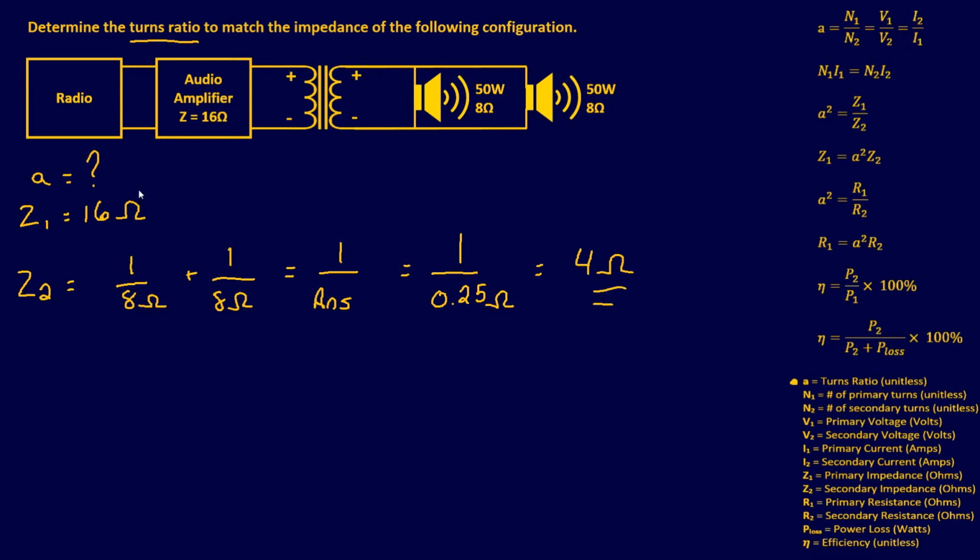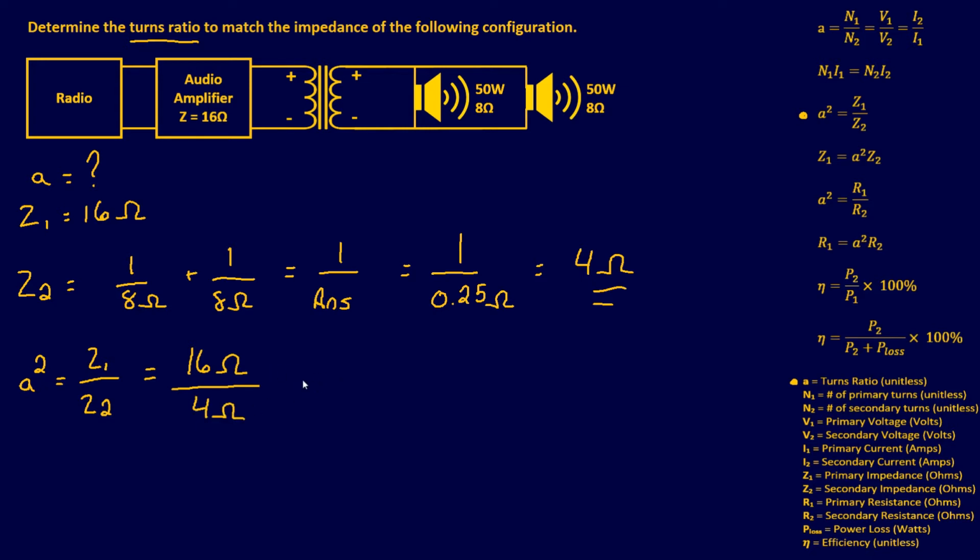Now we're looking for turns ratio. If you look to the equations to the right, the one we can use that would be the easiest would be this guy right here. So we're going to say turns ratio squared equals Z of 1 over Z of 2. Tell you what, I'll just write it out right here. All right, and we know Z of 1 is 16 ohms over Z of 2, which is 4 ohms.